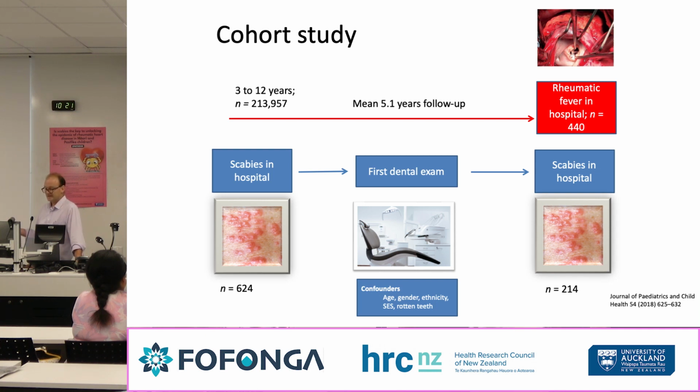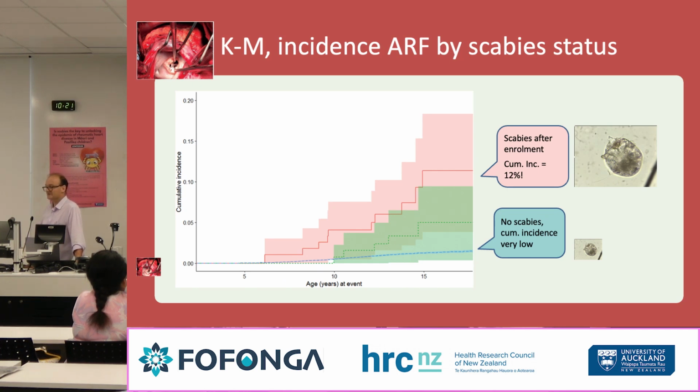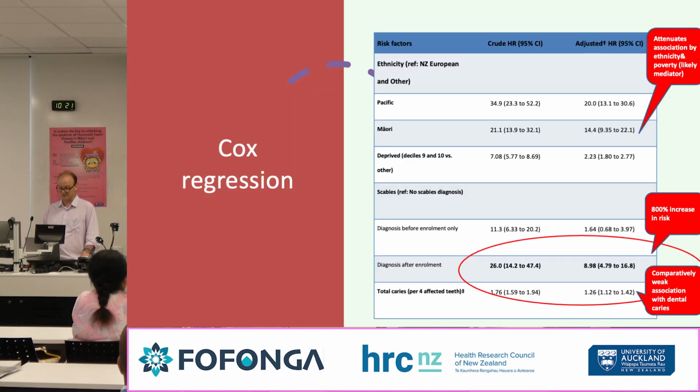So we looked at scabies before the dental exam, scabies after the dental exam, and incidence of rheumatic fever afterwards. And we saw a very, very strong association. So those with no evidence of scabies had a very low rate of rheumatic fever. Intermediate if they had scabies before their dental exam, and then after a very high rate. And actually looking into the case records, many of the cases of rheumatic fever actually had scabies in their discharge summary, the same discharge summary.